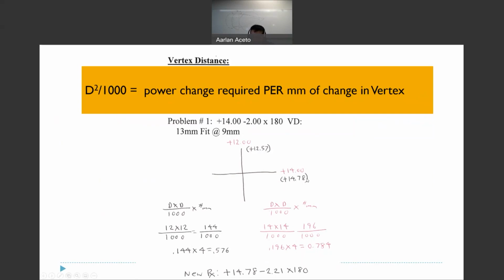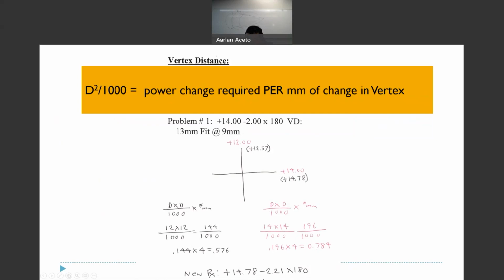How did I go from 14.78 to 12.57? Well, the difference between these two is minus 2.21. So what I would put in the eyeglass lenses would be a 14.78 minus 2.21, axis 180, and this is how I would, if I were in a testing situation, using the rough estimate, power squared divided by 1,000, here is my new eyeglass prescription that I would put in there.